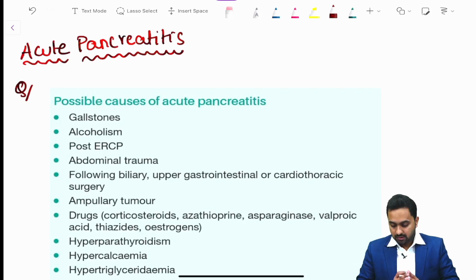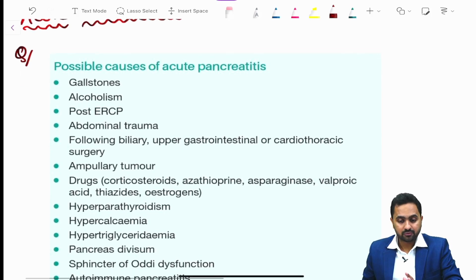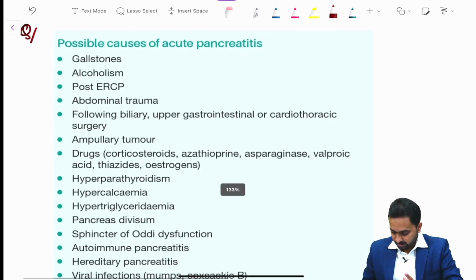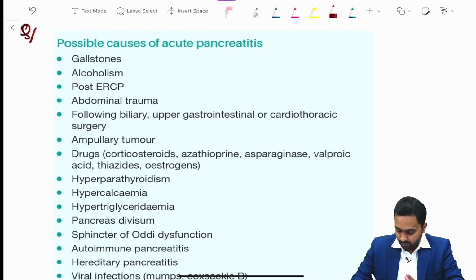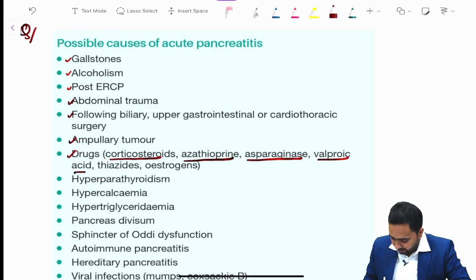Acute pancreatitis. The first important question that is asked with respect to acute pancreatitis is regarding the possible causes. I have taken this table from Bailey and Love. The various causes of acute pancreatitis include gallstones, alcoholism, post-ERCP, abdominal trauma following biliary or upper GI thoracic surgery, ampullary tumor, drugs like corticosteroids, azathioprine, asparaginase, valproic acid, thiazides and estrogens, right.